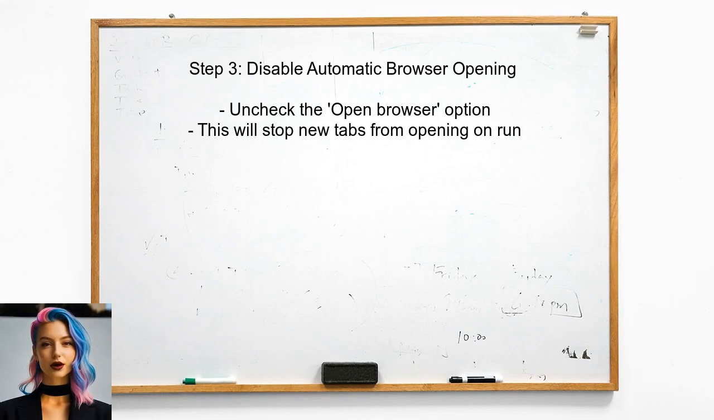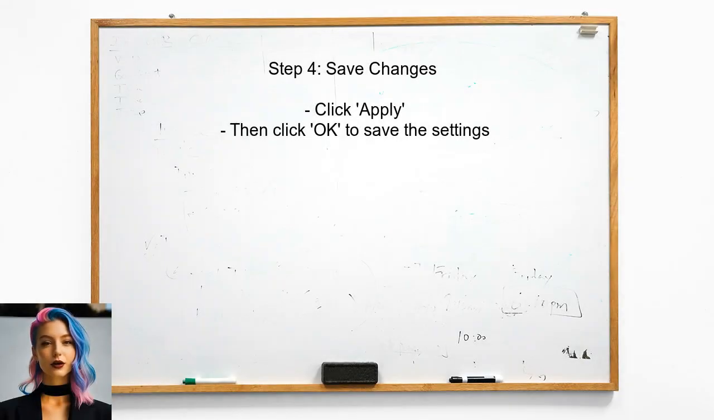Once the user finds the Open Browser option, they should uncheck it to disable the automatic opening of a new tab. This will prevent PyCharm from launching the browser each time the application runs. Finally, the user should click Apply and then OK to save the changes. This will ensure that the new settings take effect the next time they run their application.